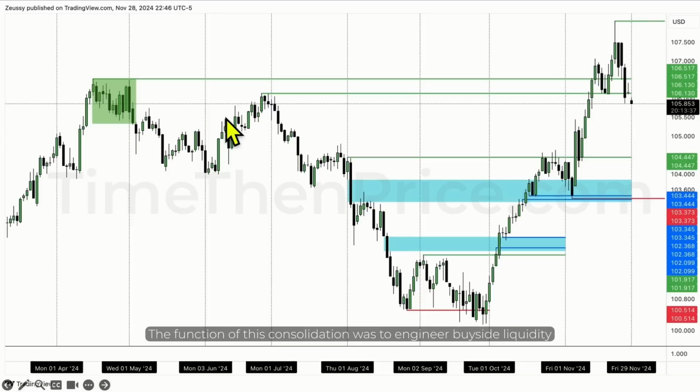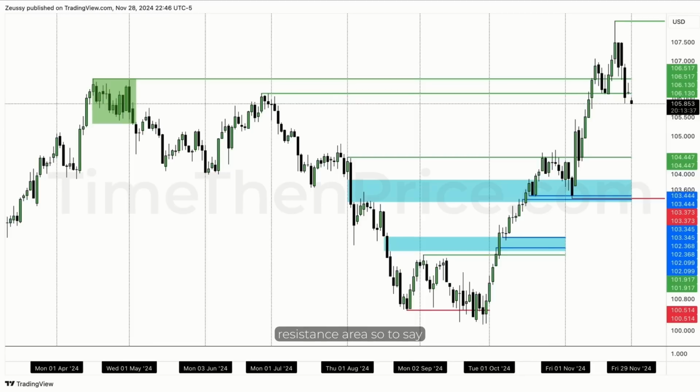The function of this consolidation was to engineer buy-side liquidity above these relatively equal highs right here. The reason why buy-side liquidity is resting above those relatively equal highs is due to the fact that retail-minded traders look at that and they think to themselves that the dollar has reached a strong resistance area, so to say, and therefore they can go short and place their stop losses above these relatively equal highs.